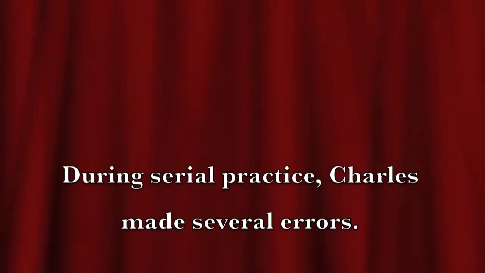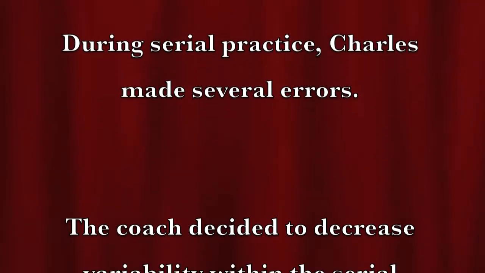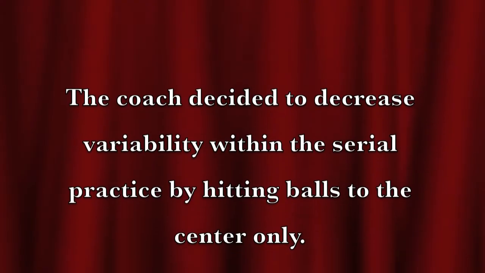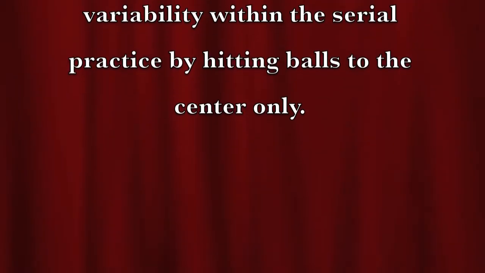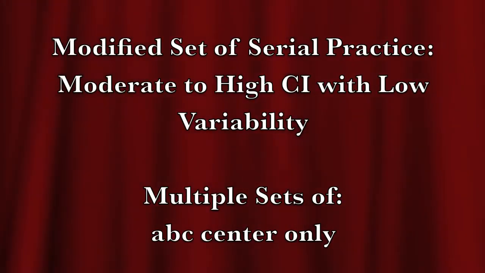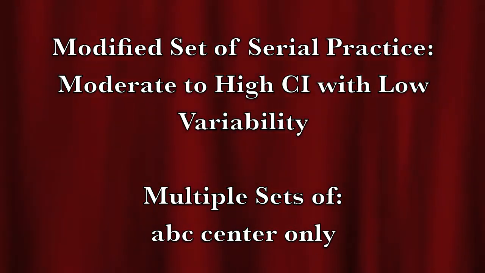During serial practice, Charles made several errors. The coach decided to decrease variability within the serial practice by hitting balls to the center only. Modified set of serial practice. Moderate to high CI with low variability. Multiple sets of ABC center only.